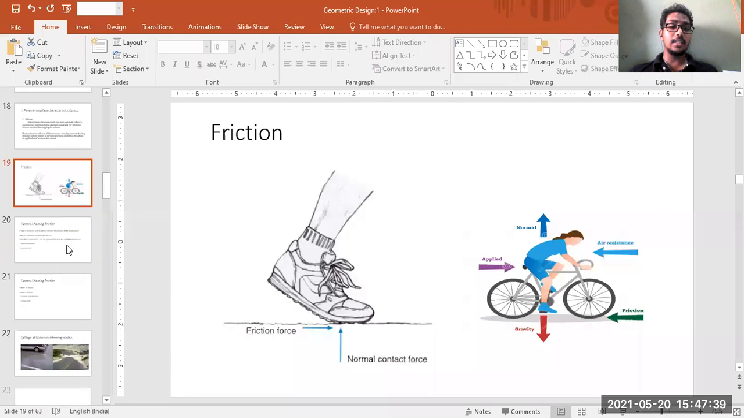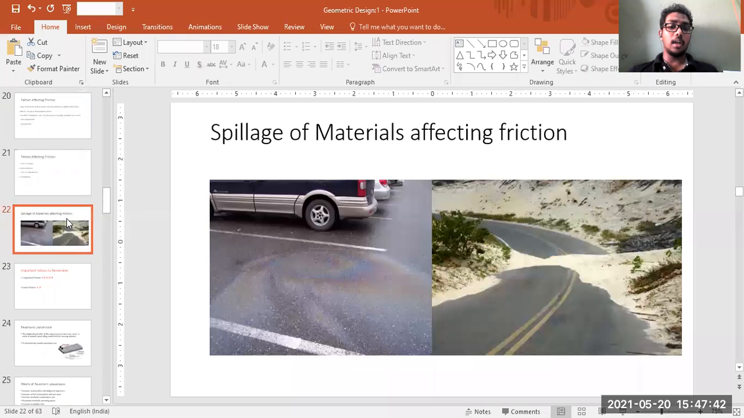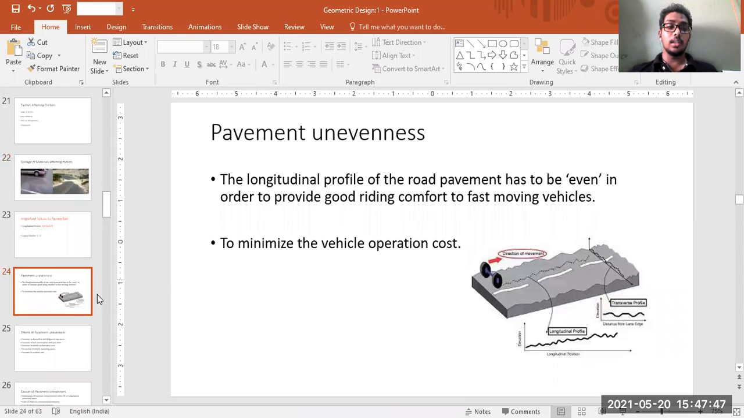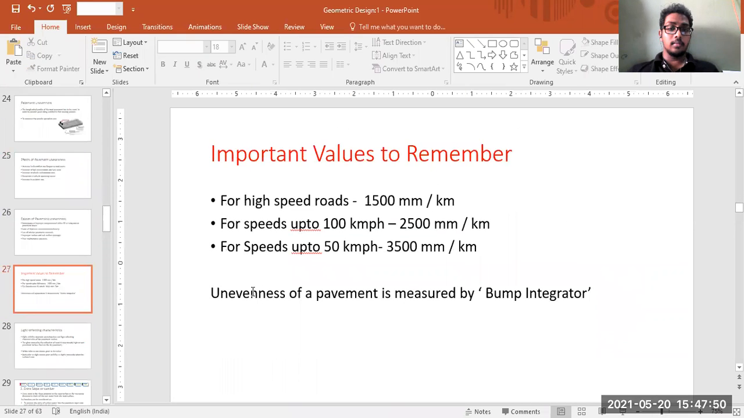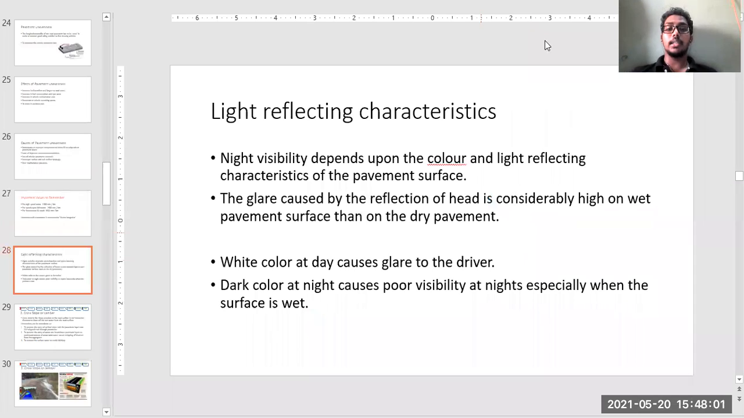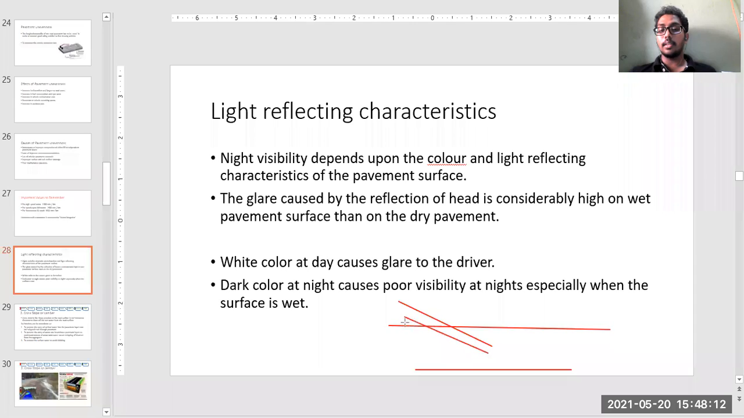In yesterday's class, we talked about friction, and how the friction is going to get affected because of the spillage and the unevenness, and its values. And today we are going to discuss the light reflecting characteristics. Say, for example, when we are traveling on a road like this, based on the light that is falling on the road, it also reflects back.